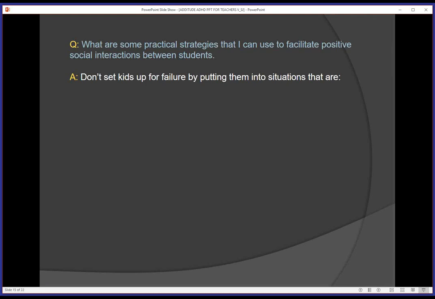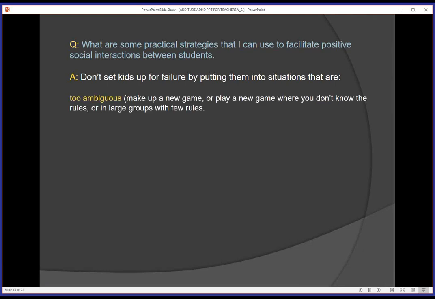What are some practical strategies that I can use to facilitate positive social interactions between students? Here are some things that I think are watchwords for this in terms of practical strategies. Don't set kids up for failure by putting them in situations that are too ambiguous. To say, okay, kids, I want you to sit down and use these materials and come up with a new game. Kids who are not sure of their learning abilities get nervous in situations like that, or they get off task.